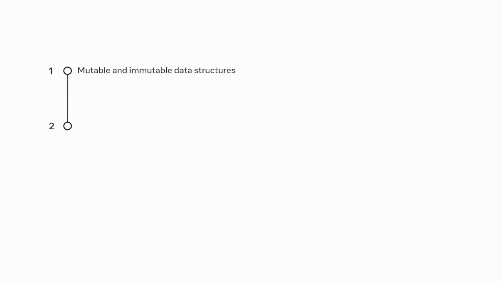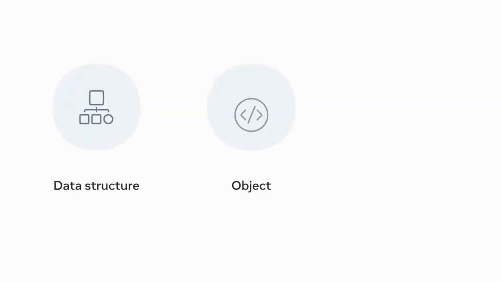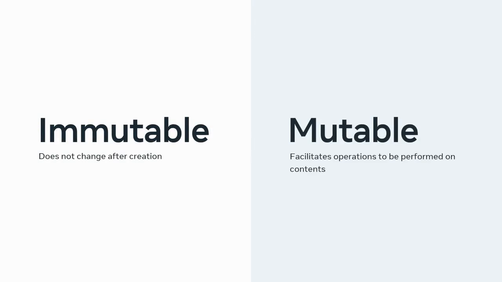In this video, you will be introduced to data structures and the two main types, mutable and immutable. You will also learn what to look for when considering a given data structure in your own applications. A data structure models an object so that it can be stored and organized easily in computer memory. It can be a simple immutable structure that does not change after creation, or it can be a mutable structure that facilitates operations to be performed on the contents. Operations might include updates and queries to be performed on the contents of the structure.